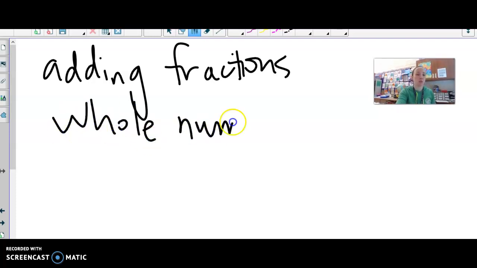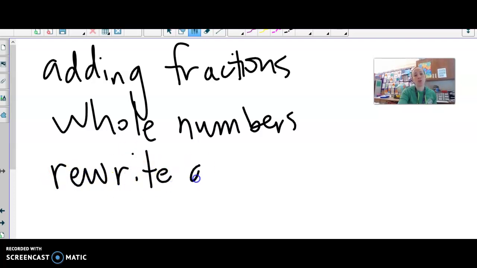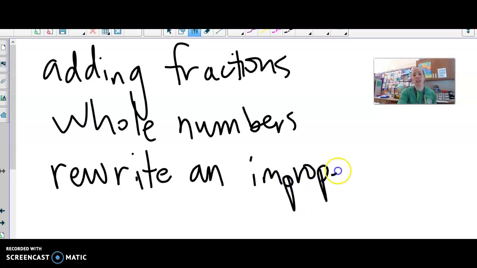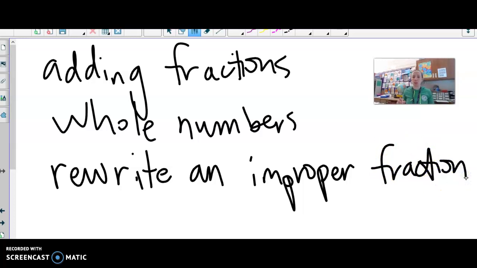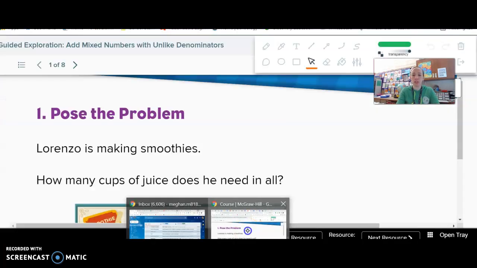Can't forget about those whole numbers, which I don't want to say is pretty obvious or self-explanatory, but most of you would do that naturally. Sometimes at the end, you do need to rewrite an improper fraction. Now, most of the examples do not have that in this lesson, but I am going to show you one at the end that you might see and go, wait a second, what would I do with this? So, just so you know, there's an extra step sometimes at the end. Otherwise, it's pretty normal. So, let's go through some problems.